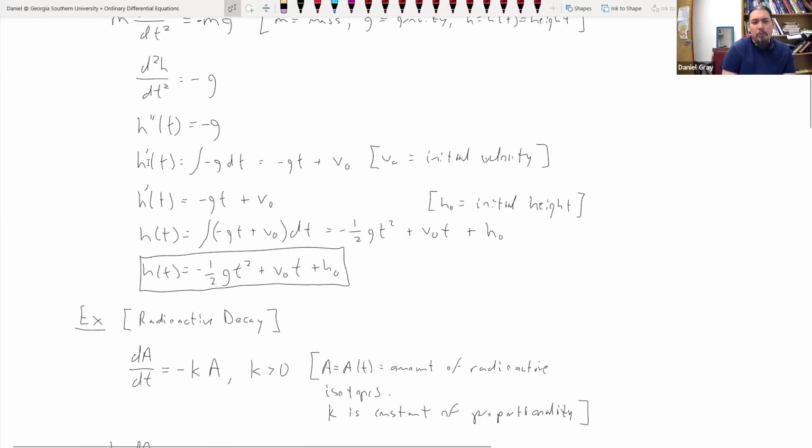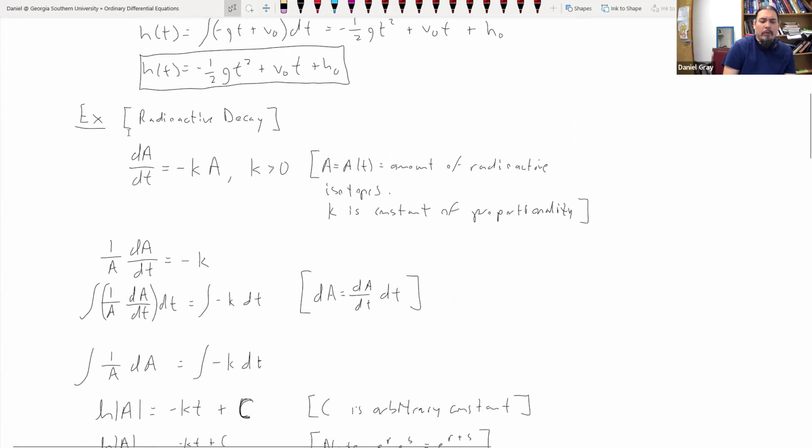So then if I want to know what h prime is, I just have to integrate. h prime of t will be the integral of negative g, which is equal to negative gt plus an arbitrary constant. I'm going to call this arbitrary constant v0 because it turns out to be equal to the initial velocity of the object. So now I have this nice expression for h prime of t. If I want to know what h of t is, I'll just integrate again, and I get this and another arbitrary constant, h0, which is the initial height. And then there we have it. The h of t is right there.